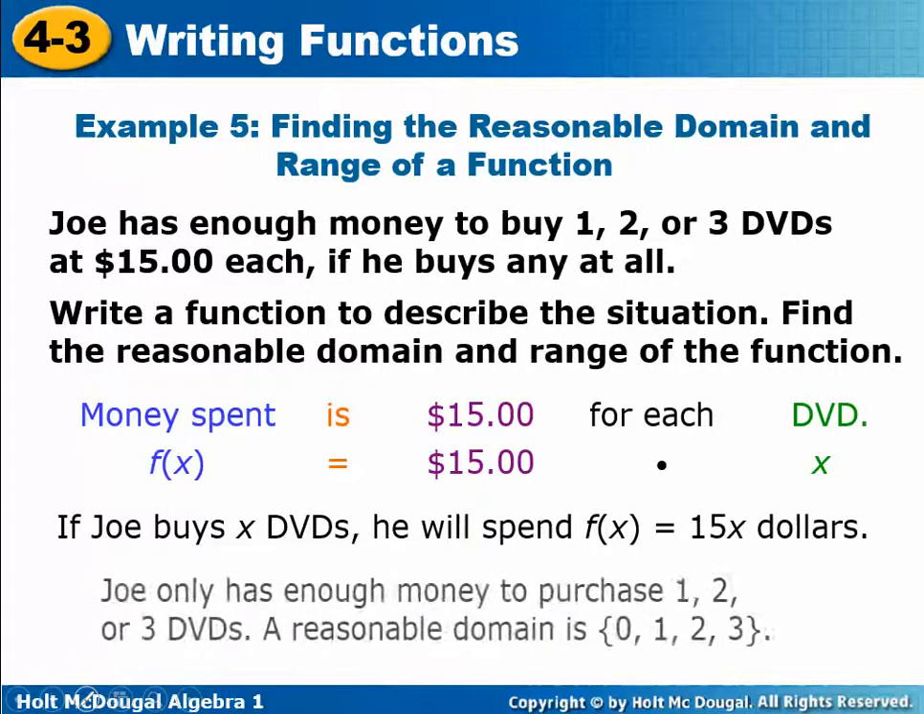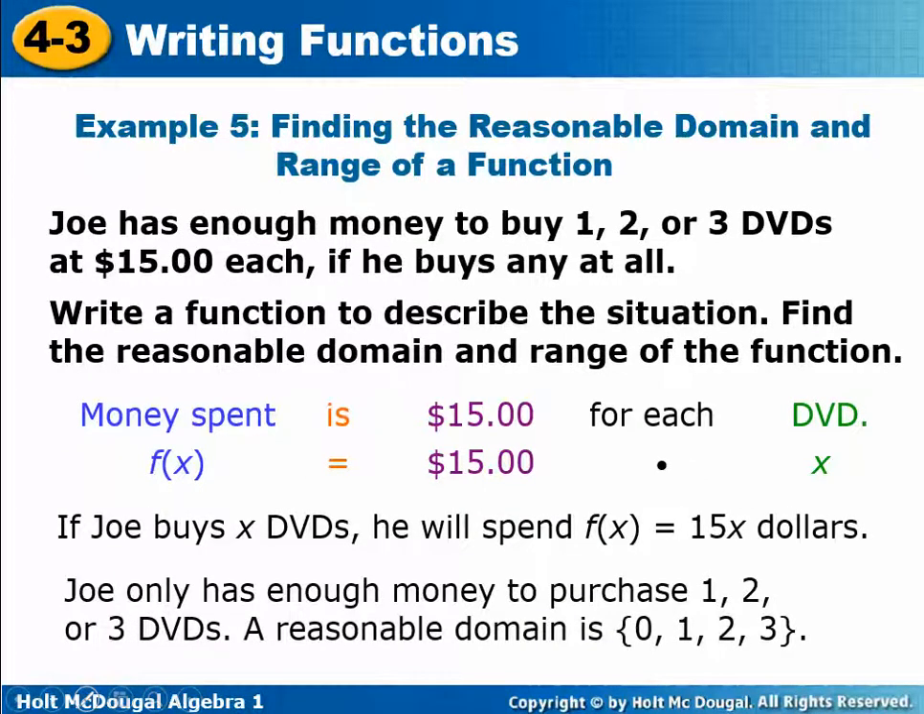And in this case, a reasonable domain would be the integers 0, 1, 2, 3. Because he only has enough money to buy 1, 2, or 3 DVDs. It wouldn't make any sense to have negative numbers. It wouldn't make sense to have a range of numbers like that x was between 3 and 0, because you can't buy decimal parts or fractional parts of a DVD.